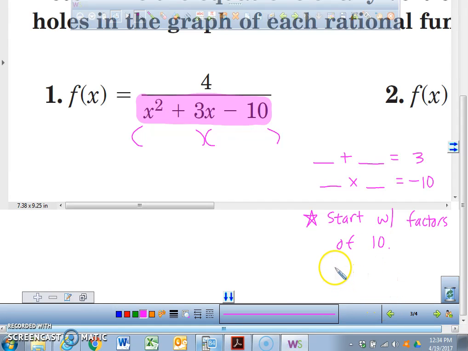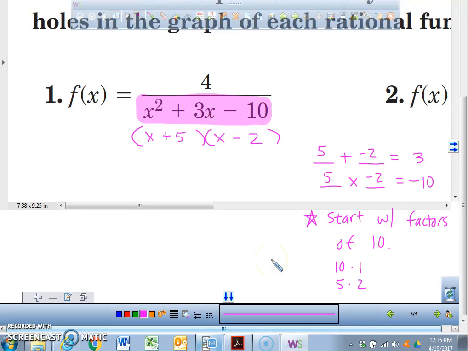What are the only factors of 10, everybody? 10 and 1, and 5 and 2. Only one of these sets can somehow lead me to a positive 3. Go ahead and say it, because I know this class knows the answer. Positive 5, negative 2. Positive 5, negative 2. 5 plus a negative 2 is 3. 5 times a negative 2 is negative 10. They meet both conditions. So you found the correct factors. So we're going to write here, x plus 5 and x minus 2, because together, if you were to FOIL those out, we get back to this trinomial right here.